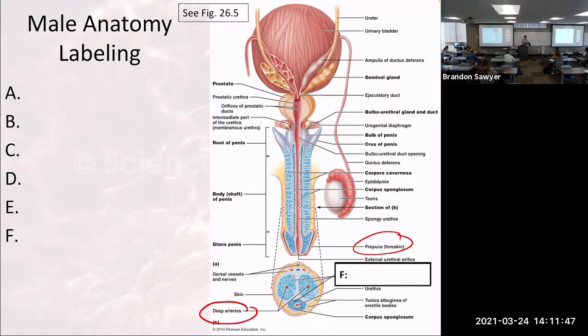I was talking about the deep arteries there, kind of in the center of all the, so the red would be the arterial blood and the blue would be the venous blood. So they're just surrounded by the sinuses. And that's what F is, it's all those different blood sinuses that fill up with blood and the blood gets stuck in there during erection.